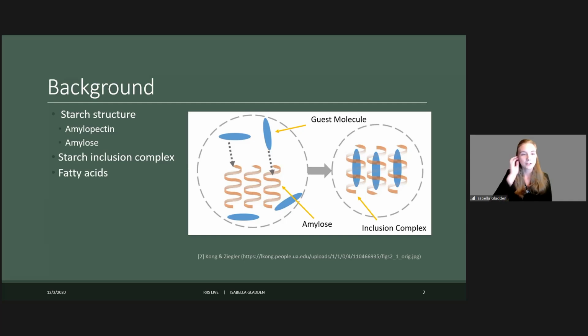In this research, we use fatty acids as our guest molecule, as fatty acids are molecules with a carboxyl head with a hydrophobic tail. In this case, all of the tail lengths were 18 carbons. Fatty acids can be either saturated, which means that they have no double bonds in their chain, or unsaturated, meaning they have one or more double bonds in their chain.